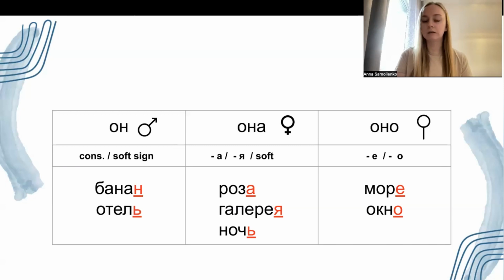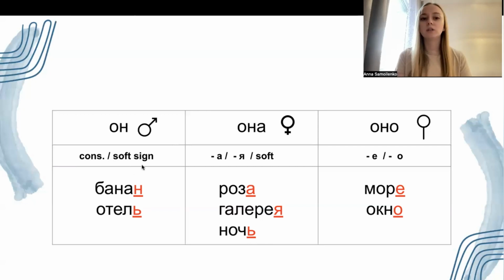Is N a consonant or a vowel? N is a consonant. So we can say that if you have a word and it ends on a consonant, b, v, f, y, k, just a consonant, you have to understand that this is masculine gender.